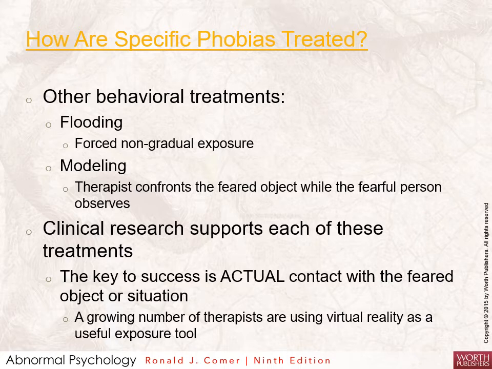You may also try modeling. So the therapist will then confront the feared object while the person with the phobia observes. Now, this is not totally effective because you could understand that the therapist is confronting the object. The object's not dangerous to the therapist, but it's still dangerous to you. But it's one way of helping you along the process. If you see the therapist approach the feared person or object or situation, then you can model that behavior. You know it's safe. The therapist did it. Now you can imitate.